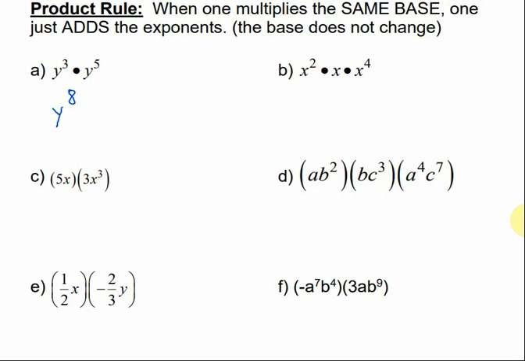For B, we're going to keep the base the same because we're multiplying and just add the exponents. Well, if I don't see an exponent on a variable, it's understood to be 1. So we've got to make sure that we include that when we're adding up our exponents. So now 2 plus 1 is 3, plus 4 is 7.